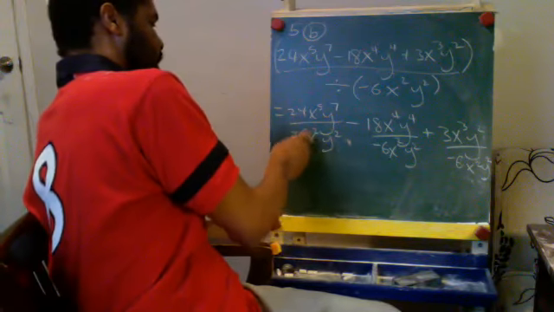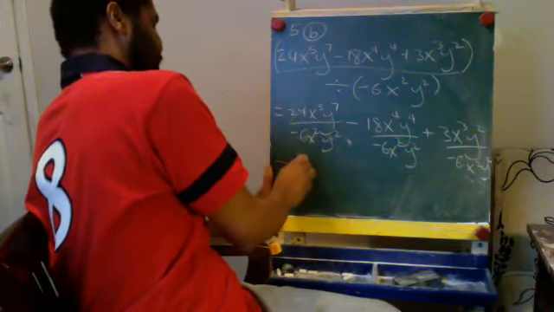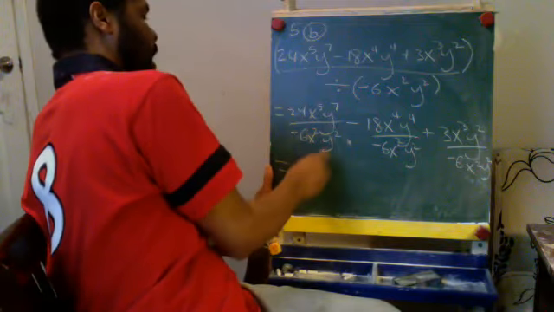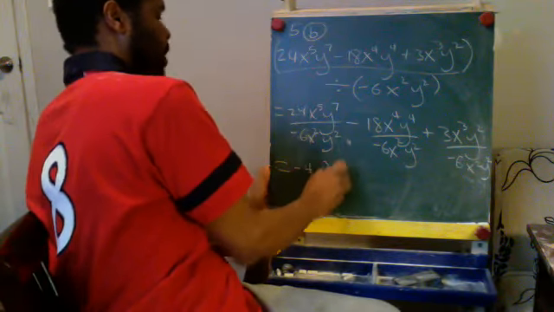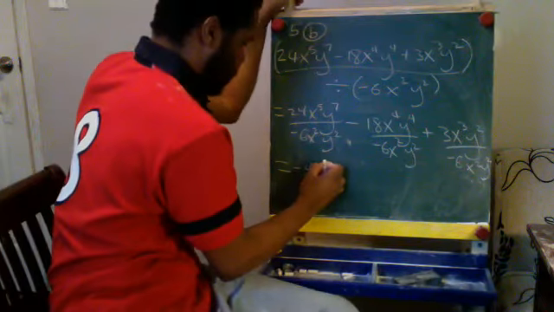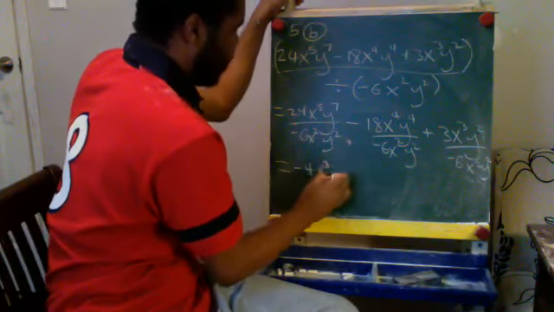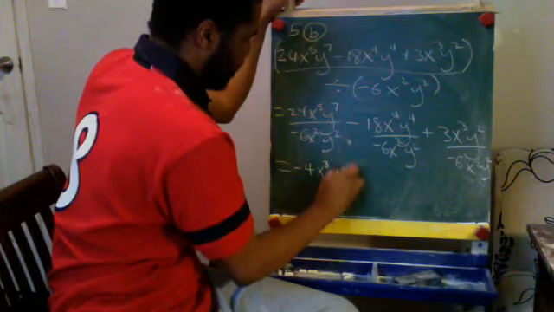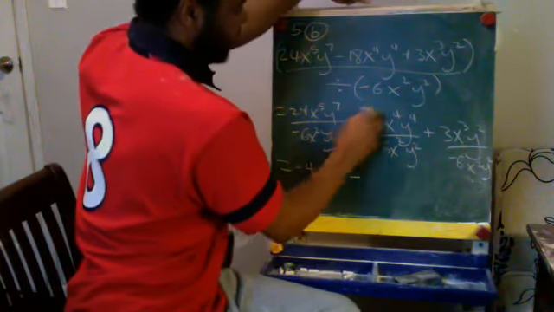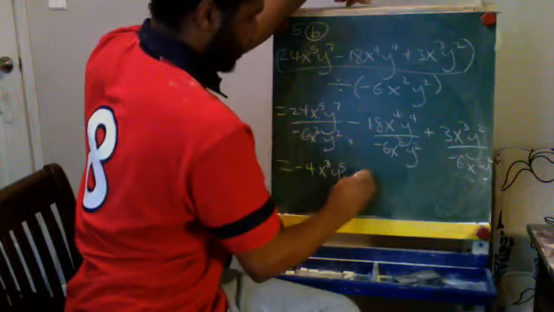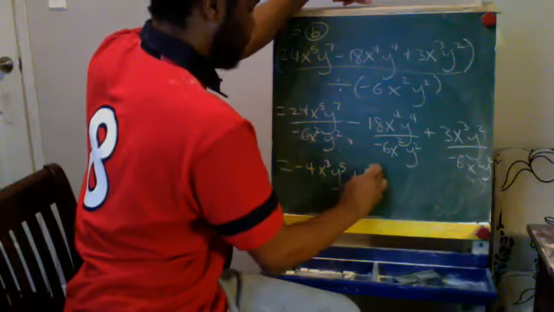So let's do the numbers first. So 24 divided by negative 6 is negative 4. X to the 5th divided by x squared is going to be x cubed. Y to the 7th over y squared is going to be y to the 5th. Same thing now. Negative 18 divided by negative 6 is going to be a positive 3.